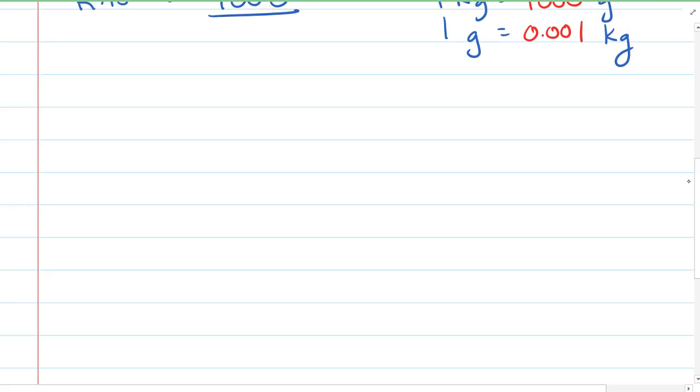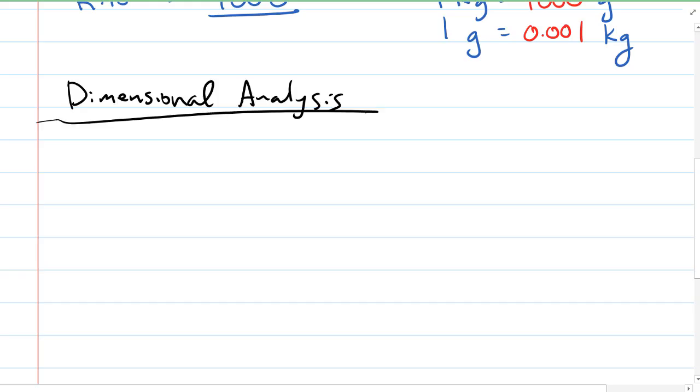Okay, next up, we're going to look at dimensional analysis. Dimensional analysis is exactly what it says it is. It is an analysis of dimensions, or analysis of units. It is something used throughout our text. It's basically a way that we analyze units, and it all is based on multiplying together fractions.